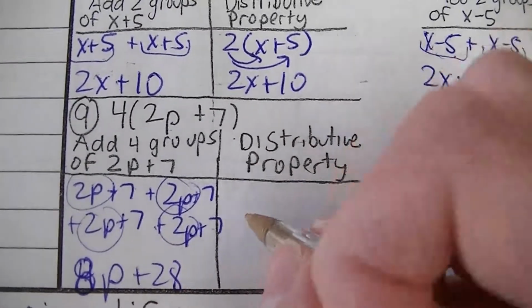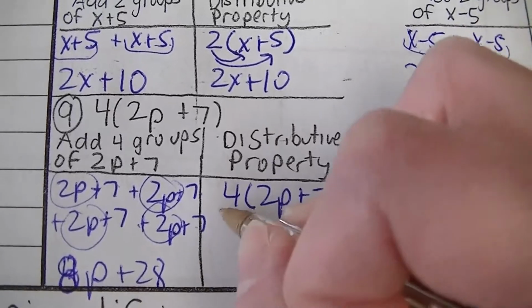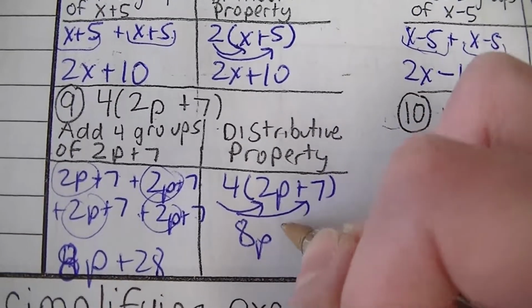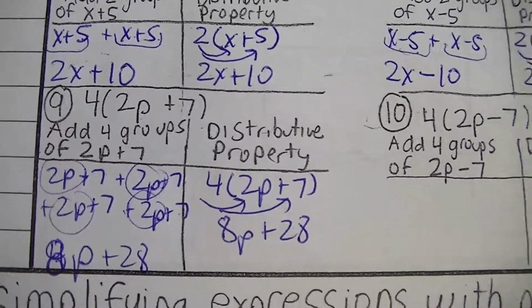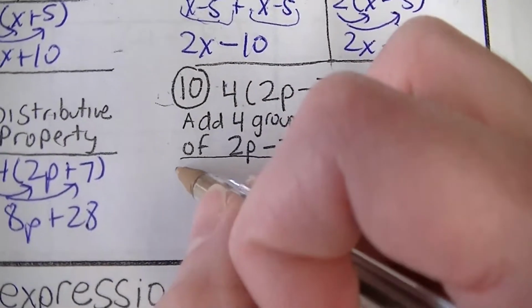Okay, and that kind of took a little bit of time. So let me show you the distributive property way, because it's a little bit faster. That's 8p, and 2 times a positive 7 is a positive 28. Okay? Number 10. Oh, 4 groups of 2p minus 7.